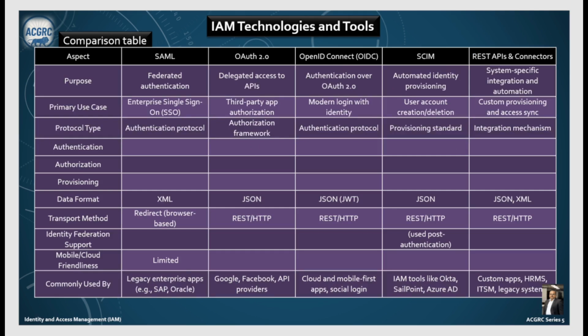When you look at it from a comparison perspective, we discussed REST earlier, so for this conversation, let's look at REST APIs and connectors. Purpose: system-specific integration and automation. Primary use case is custom provisioning and access sync. Protocol type is an integration mechanism. Format is JSON and XML. Transport method is REST or HTTP. Commonly used for custom apps, HRMS, ITSM, or legacy systems.